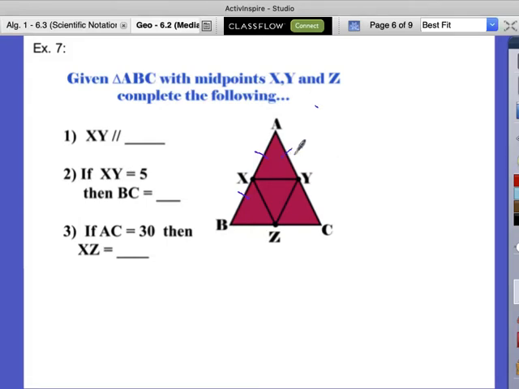AY and CY. I can put 2 tick marks there. Okay. What else can I mark? Z, Z, and ZC.